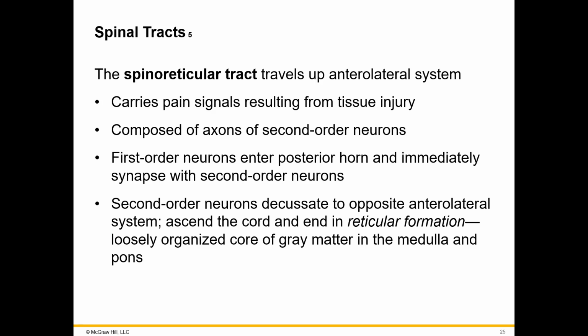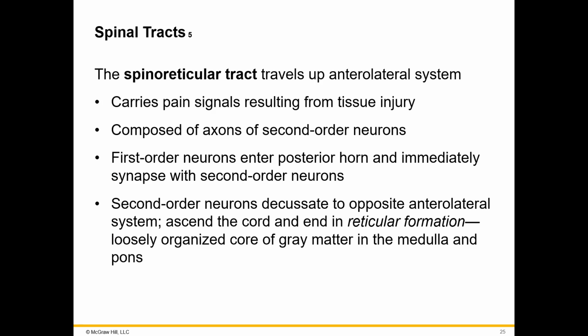The first order neurons enter the posterior horn and they immediately synapse with second order neurons. We're always entering the posterior horn here. First order neurons always enter the posterior horn. Are we ever going to have a first order neuron that's going to enter the anterior horn? Why not? Because it's only sensory. Excellent.